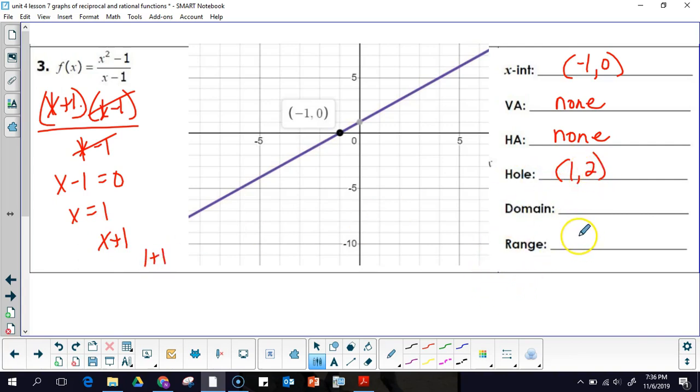The domain, since there is a hole at 1, 2, here's how we write domain. We write x such that x does not equal this x value, 1, because there's nothing on that graph at 1, 2. And then we write y such that y does not equal 2. All right.